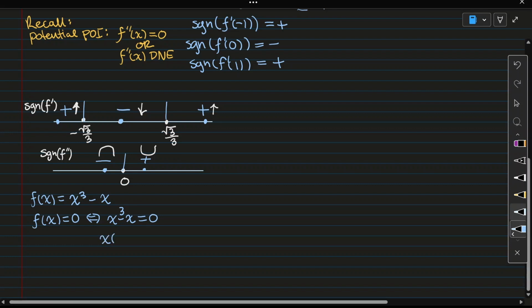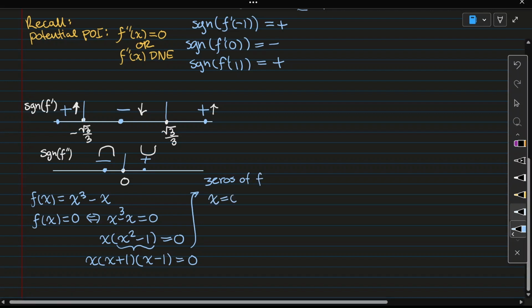So I can factor here, and I get x times x squared minus 1, factoring out an x. And now I can factor this x squared minus 1 as a difference of squares, so I actually have x times x plus 1 times x minus 1, and that equals 0. So this tells me that my zeros of f are when x equals 0, -1, and +1. Okay, cool. Now that helps me sketch my curve.